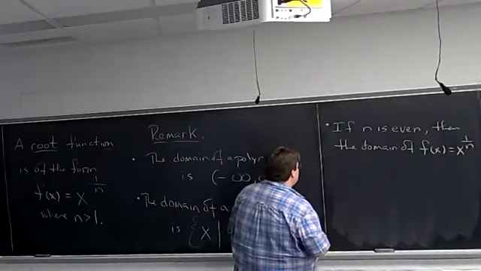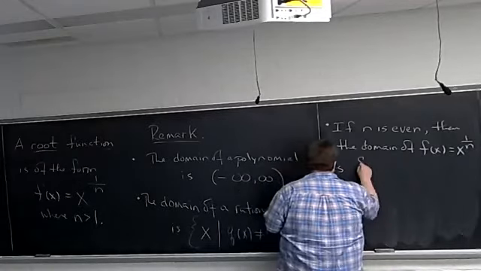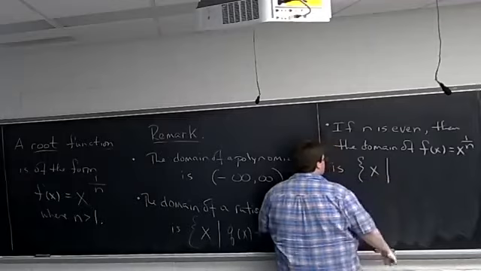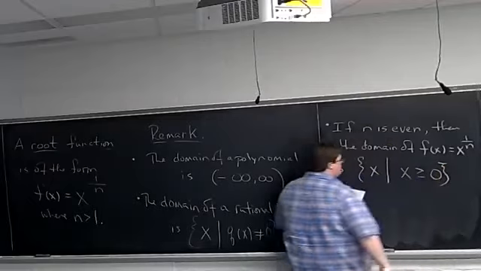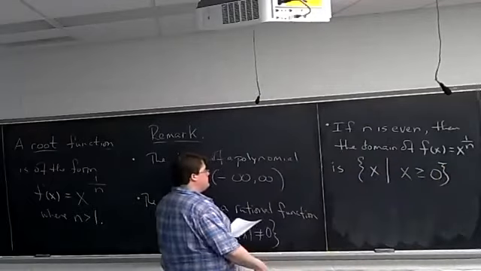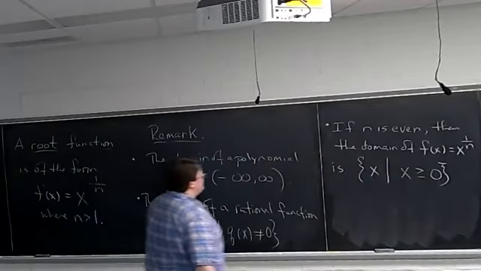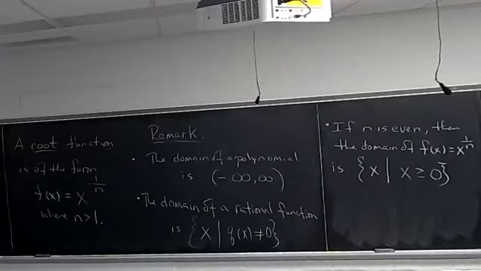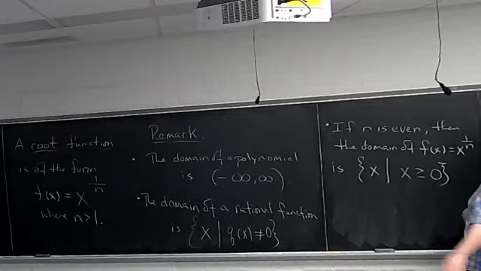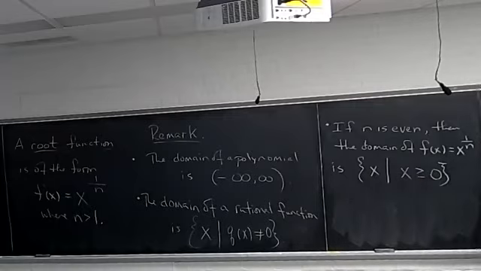But f of x equals x to the 1 over n is what? Well, it's a set of x such that x is greater than or equal to 0. Because 0 times 0 is 0. 0 times 0 times 0 times 0 is 0. But if we have an even root function, then what's inside the root must be positive or 0. In particular, it can't be negative.